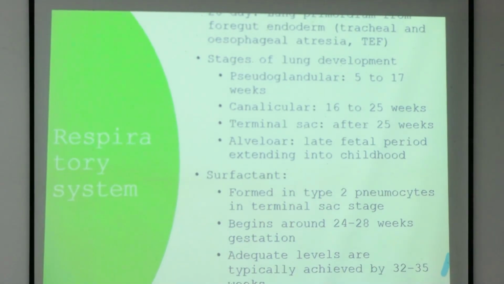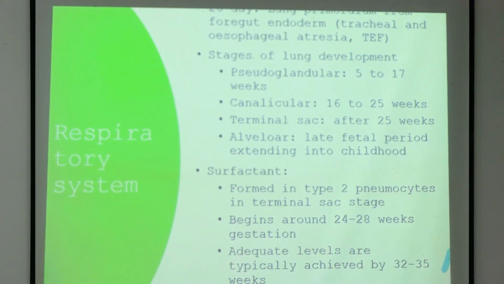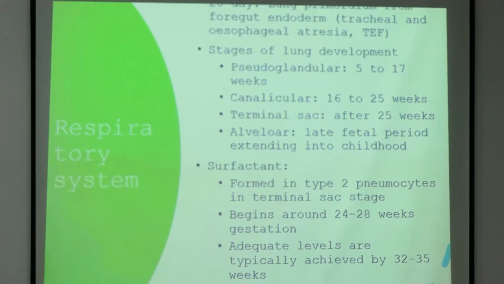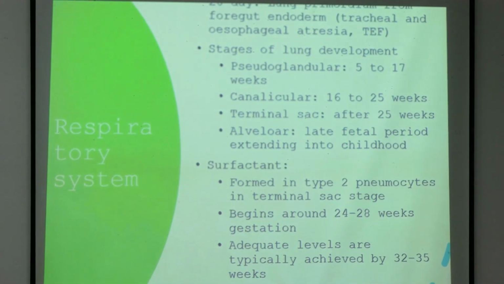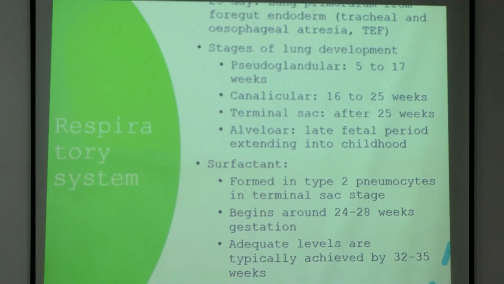Our respiratory system. Lungs develop from the foregut, and that is the reason why esophageal atresia and tracheal atresia can coexist. And that is the reason why there is tracheoesophageal fistula, where the lung is connected to the esophagus, not intestine exactly, because both of them develop from the foregut.